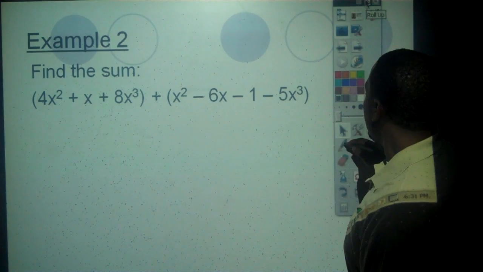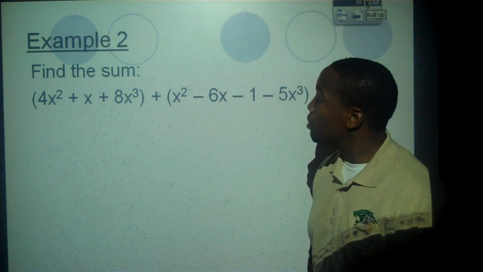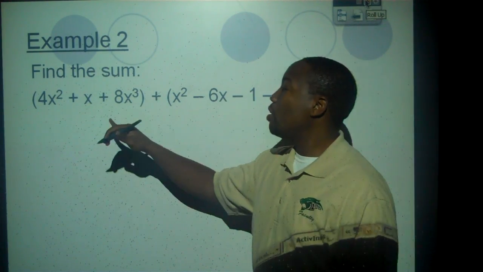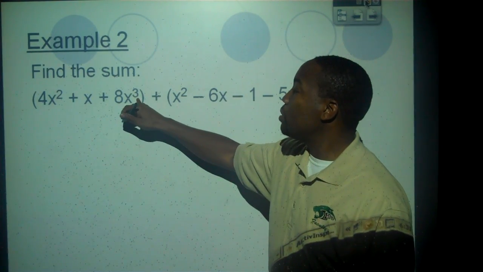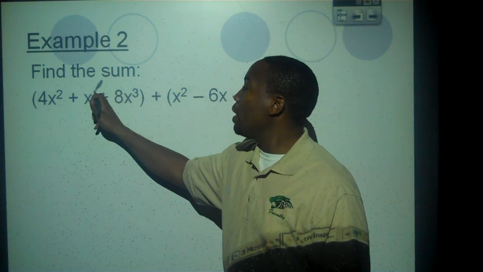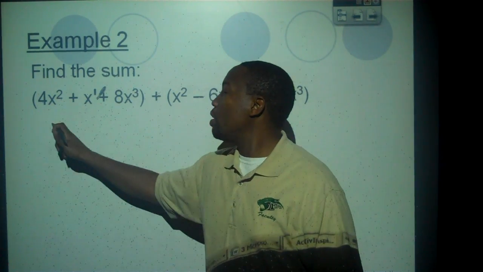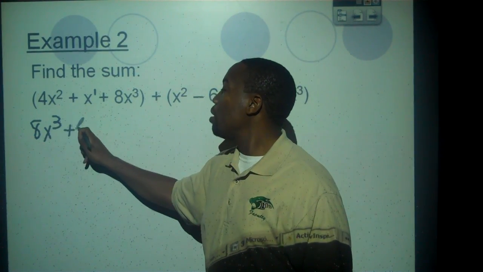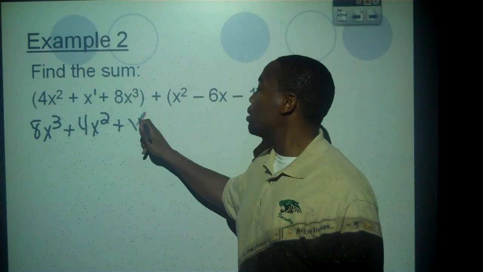So, first step, I got to put it in standard form. So, what's the highest one that we got here? What's the highest? Is it already standard form? We can look at it and tell it's not. Because the highest exponent is 3, we got 2, and I got my understood 1 right here, right? So let's go ahead and put it in order. So 8x to the third. My next one would be 4x squared. And then my 1 plus x.